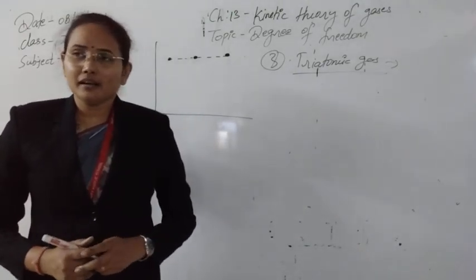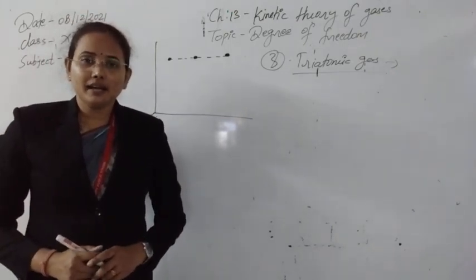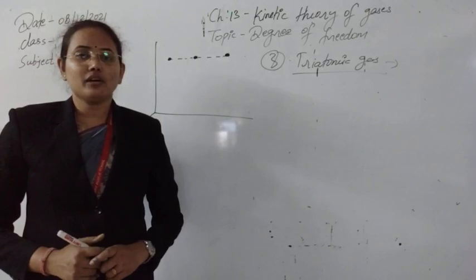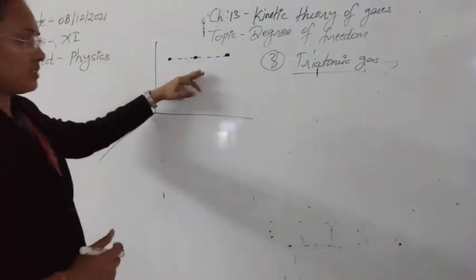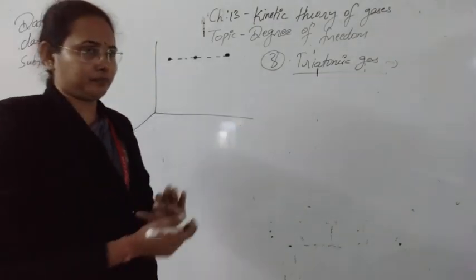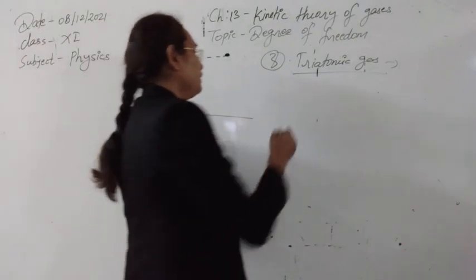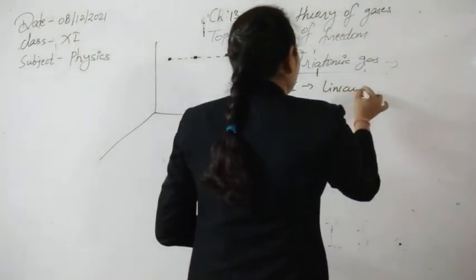So they can arrange themselves along a single axis, along a single line, or they can have different lines, according to which they can make the triangular form. So 2 types of structures are possible for the triatomic gas. For both of the structures we will see the degrees of freedom. So first, let's see the linear arrangement of the gas.